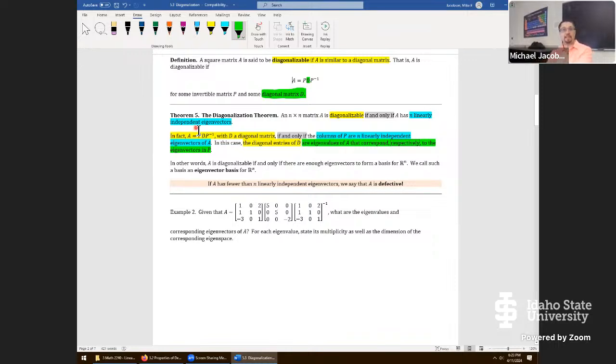We'll say that A equals PDP inverse, meaning you have diagonalized it with a diagonal matrix D, if and only if the columns of P are your n linearly independent eigenvectors. The diagonal entries will be the eigenvalues that correspond to those eigenvectors, just like we did in the last notes. And so this is how we diagonalize a matrix A. We just need enough linearly independent eigenvectors. And if we can't find them, if there are fewer than n linearly independent eigenvectors, that's when we say the matrix A is defective. Well, any questions, folks, with that definition there?